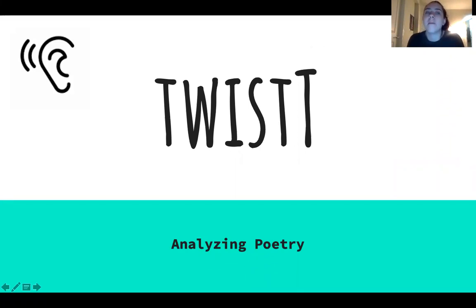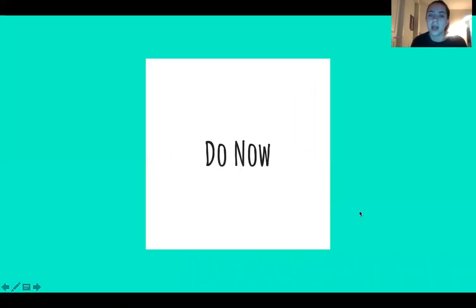We're going to be starting a mini unit on poetry that we're going to be focused on for the next couple of weeks. So get excited for that. And today we're going to learn all about this TWIST system, what it means, what it looks like, how we're going to use it. So that is our job today. You can now get started on your do now.